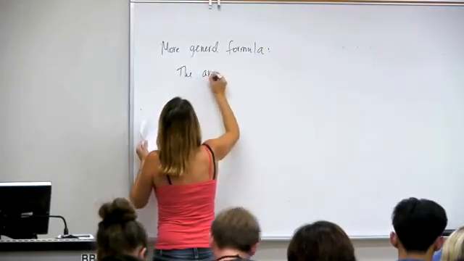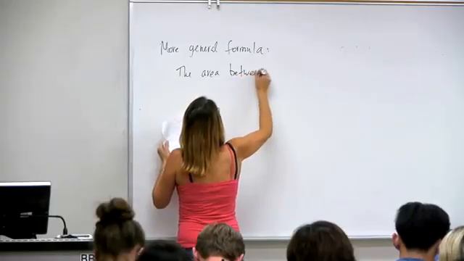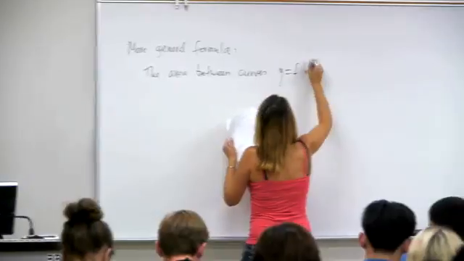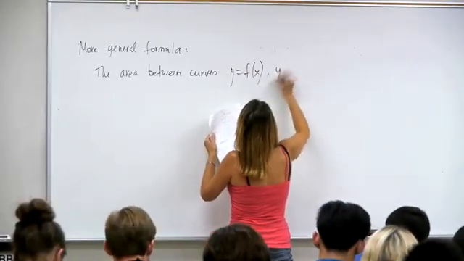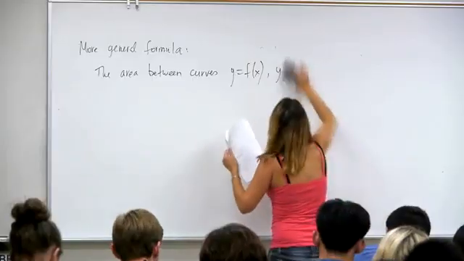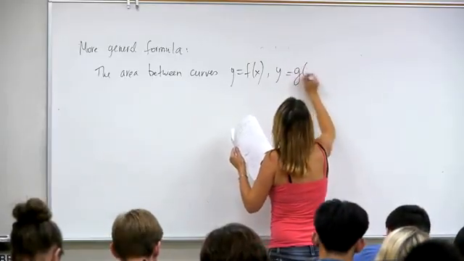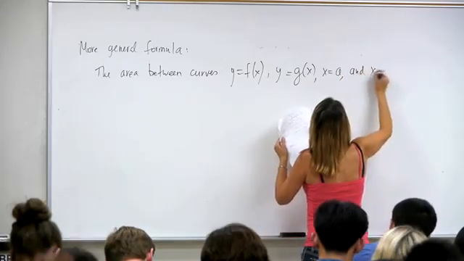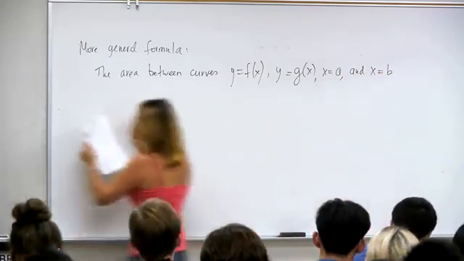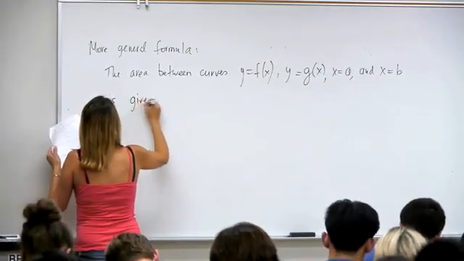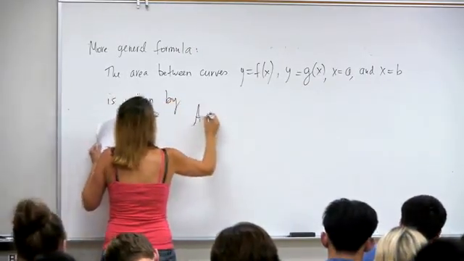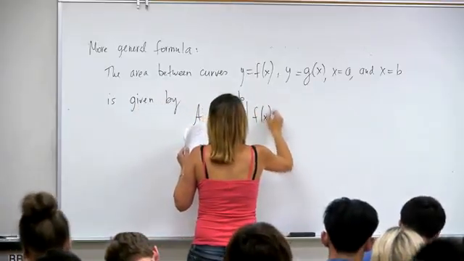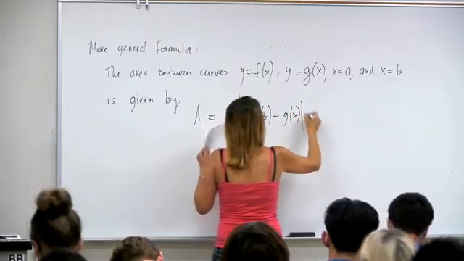The area between curves y is f of x, y is g of x, x equals a, and x equals b, is given by the following. An integral from a to b, the absolute value of f of x minus g of x dx.